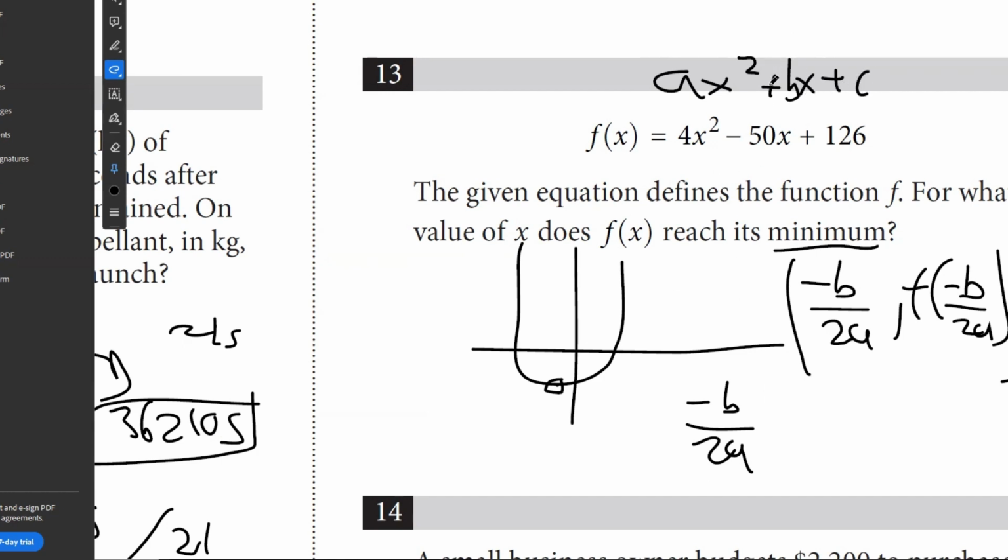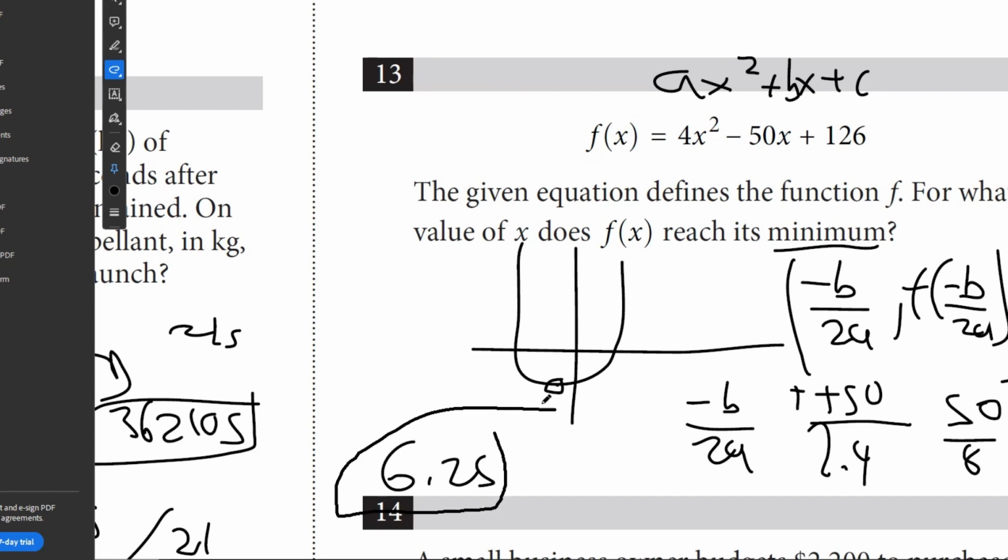So our b is the coefficient of x, and a is the coefficient of x squared. So let's just find it. Negative 50, negative 50, which ends up being positive, divided by 2 times 4, which is 8. So it's going to be equal to 50 divided by 8. What is 50 divided by 8? Let's ask our really smart calculator, and it's 6.25.